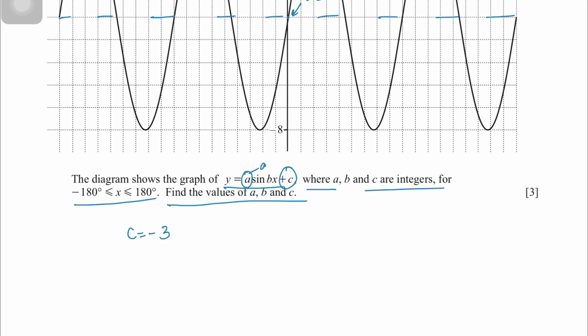Our a is basically our amplitude. Now this is 1, 2, 3, 4, and then 5. So we have our amplitude as 5.